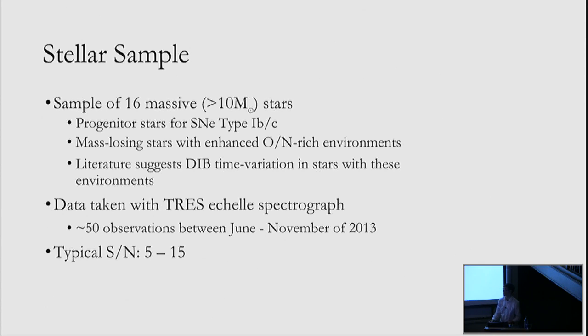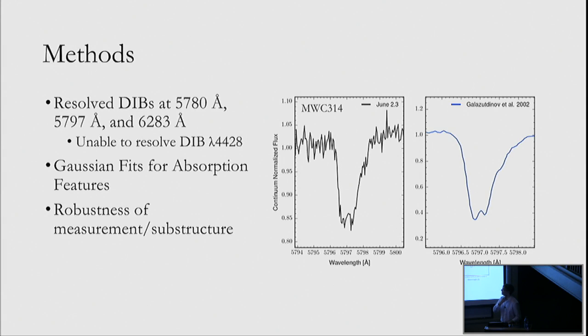The data that I worked with were taken with the TRACE echelle spectrograph, which has a high spectral resolution, and the wavelength range that we were most sensitive to was 5,000 angstroms and up. I worked with about 50 observations between June and November of 2013. Our typical signal-to-noise ranged from 5 to 15. So we resolved DIBs at 5,784 angstroms, 5,797 angstroms, and 6,283 angstroms. Unfortunately, I was unable to resolve the DIB at 4,428. This was seen to change in supernova 2012AP, but the data here were not strong enough to pick out this feature.